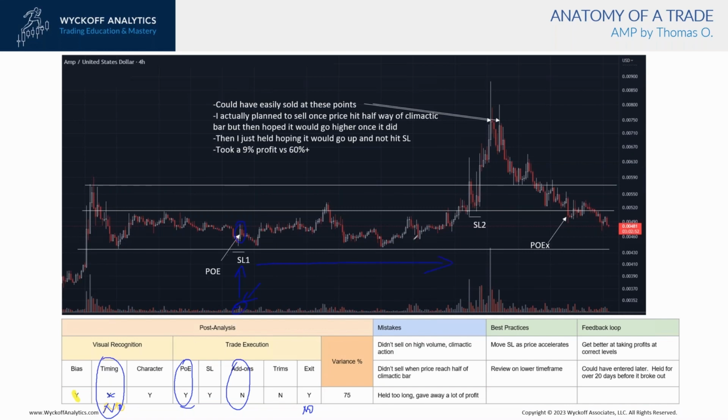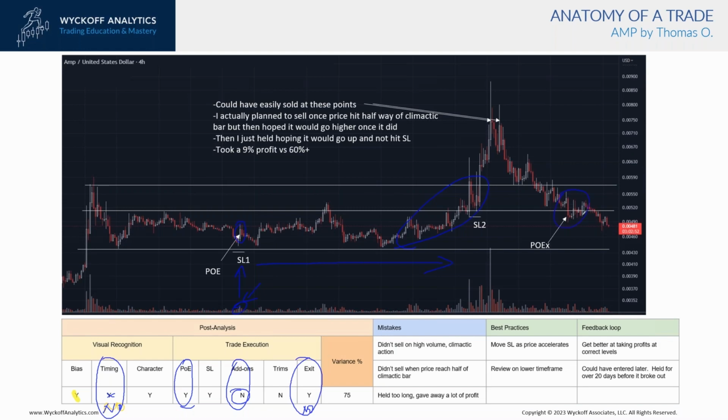The add-ons, once we are in this area right here, we should be adding. And this is a mistake that even advanced students make. Whenever they are in a profitable position, you need to press on because you've recognized the opportunity and you're using it. So definitely a no here. I would definitely concentrate on that and the exit itself.